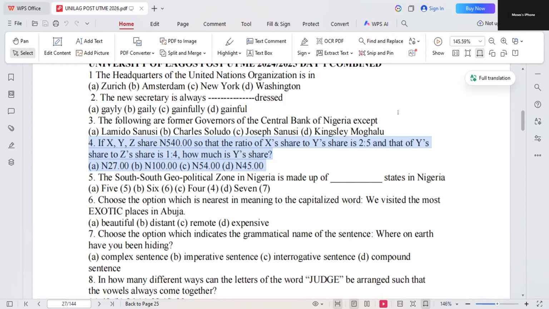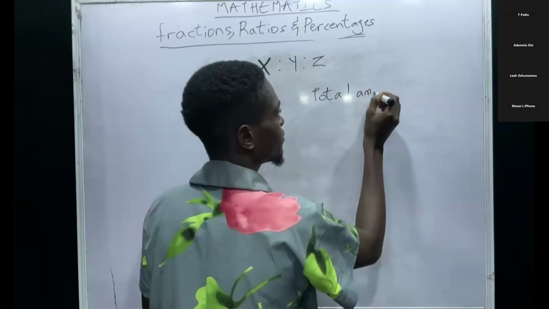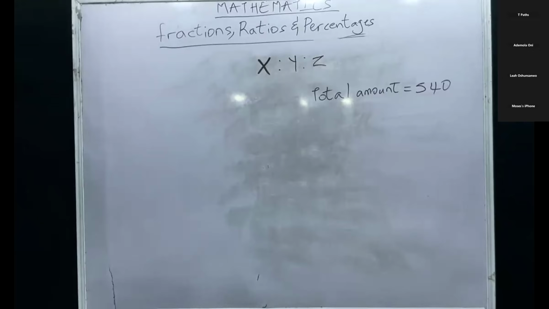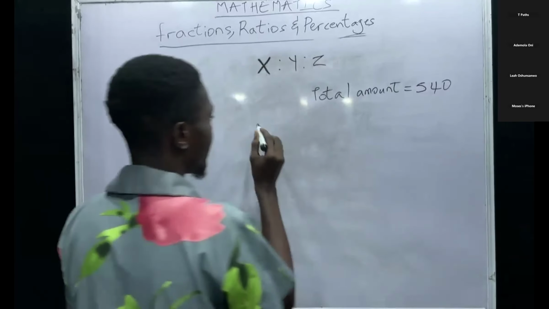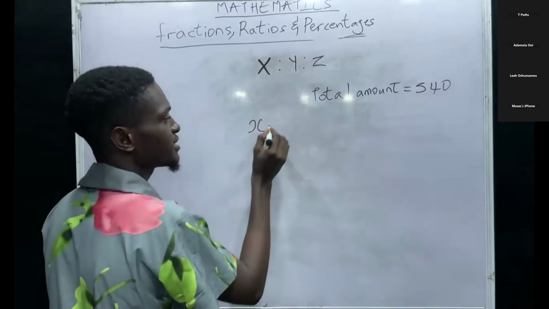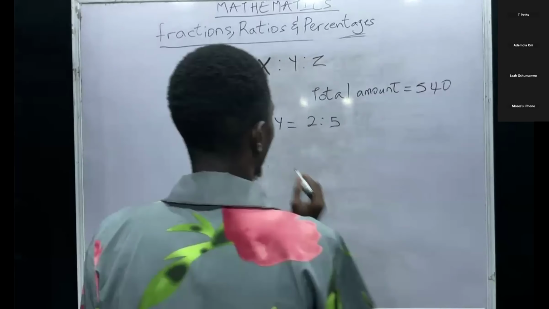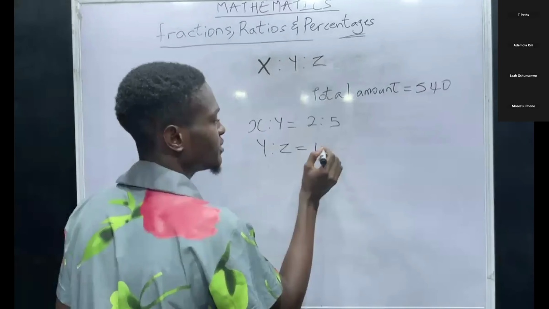Now, with the question, we are told the total amount they are sharing is 514 naira. X share to Y share, that's X ratio Y, is equal to 2:5. And that of Y to Z is 1:4. Y share to that of Z is equal to 1:4.